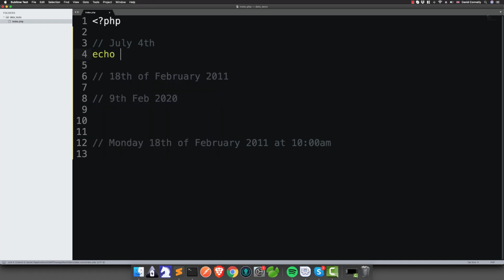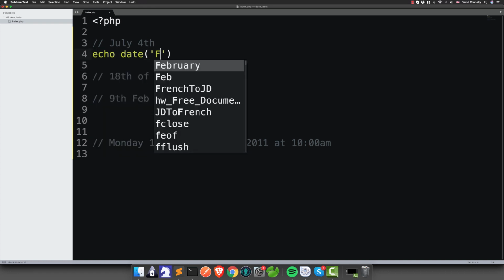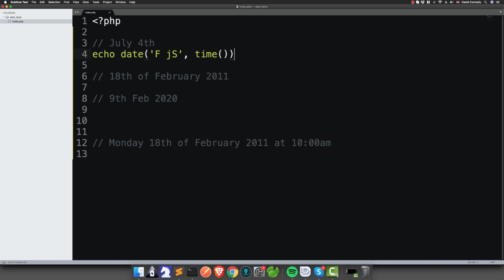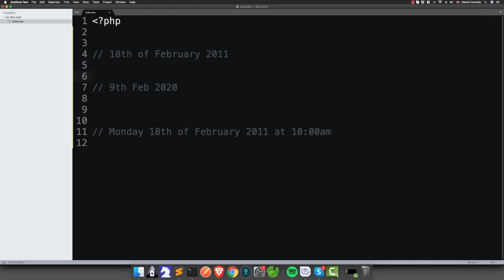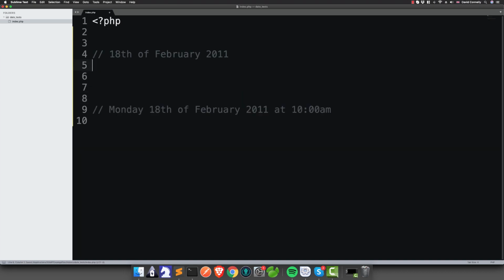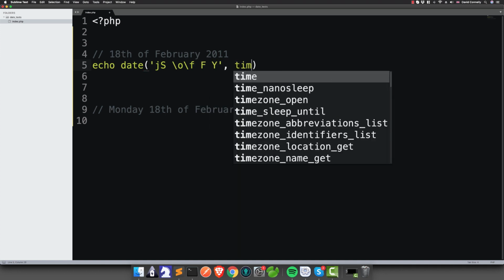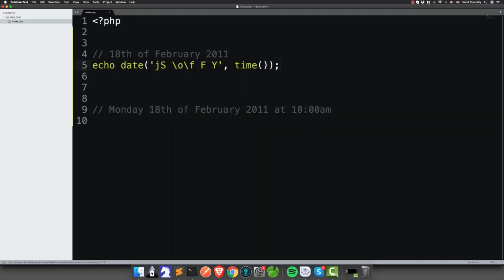Okay, how about July 4th? That's going to be F and J S. Of course, it's not July 4th. I'm using today's date, but you get the idea, okay? Let's try this one. That would be the J S, and then we would have M, Y, something like that. And I'm not looking at any notes. I promise I'm not cheating. I'm not using any fancy software. I'm just coming in and I'm just saying J S. That would be backslashes. That would be a full month. There would be the year, and that would be that one.